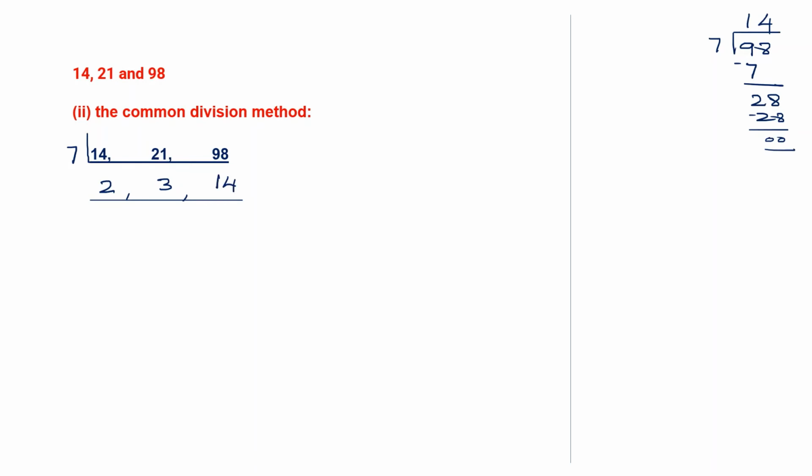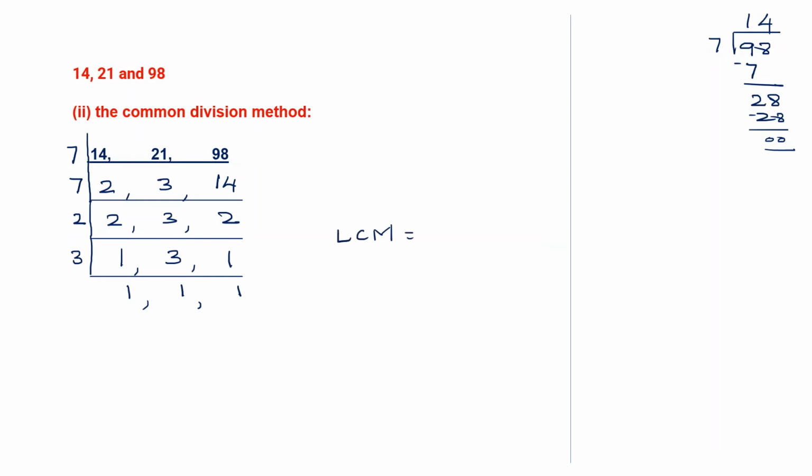Okay, let's continue the division. This time again by 7 because we have 14 there. So let's start with 7. I bring down 2. I bring down 3. 7 twos are 14. Now I can use 2 and divide. 2 ones are 2. Then I have 3. 2 ones are 2. So now I need to divide with 3. 3 ones are 3, and I bring down 1. Then 3 ones are 3 and 1. That's it. So now my LCM will be starting with 2, into 3, into 7, into 7.